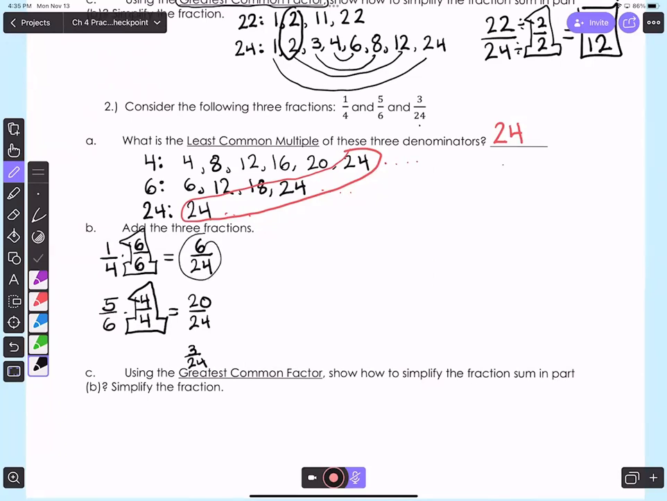So we have these 3 fractions to add. They now all have the same denominator. They are going to add up the numerators. 6 plus 20 plus 3 is 29. Notice this is a fraction greater than 1. And so we might want to change it into a mixed number.